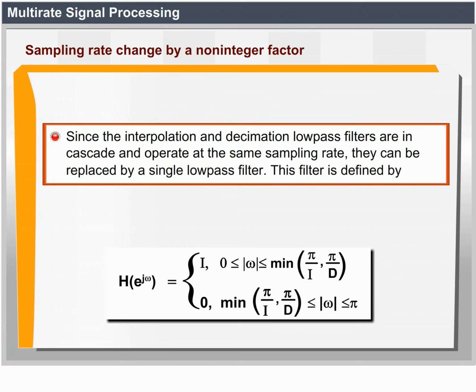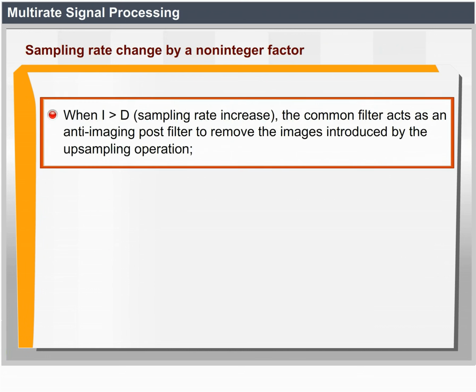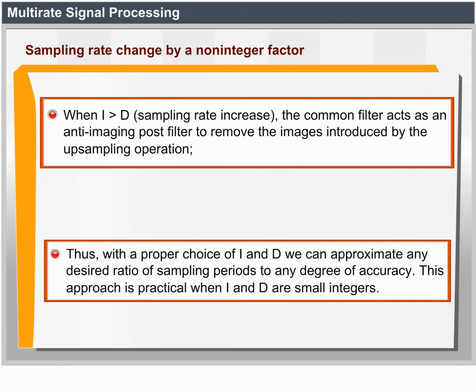Sampling rate increase: the common filter acts as an anti-imaging post filter to remove the images introduced by the upsampling operation, where I < D. Sampling rate decrease: the common filter acts as an anti-aliasing filter for the downsampling operation if the original signal is not properly band limited. Thus, with the proper choice of I and D, we can approximate any desired ratio of sampling periods to any degree of accuracy.